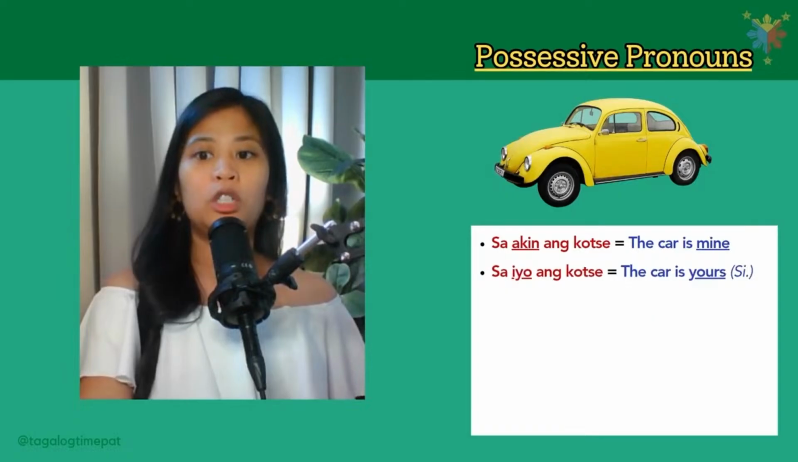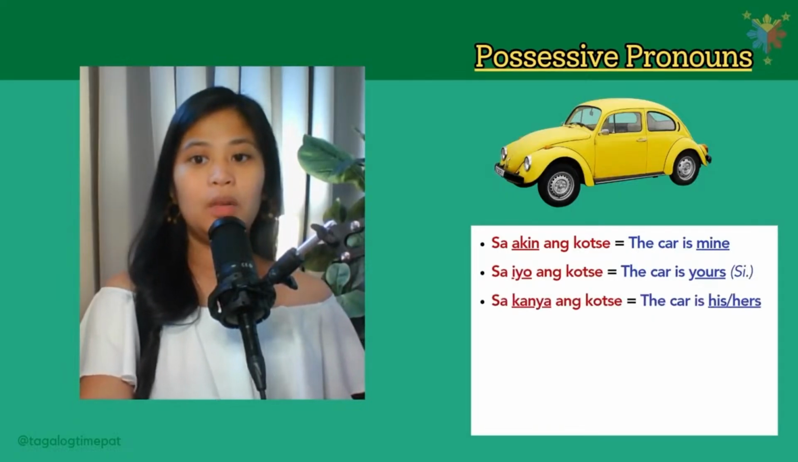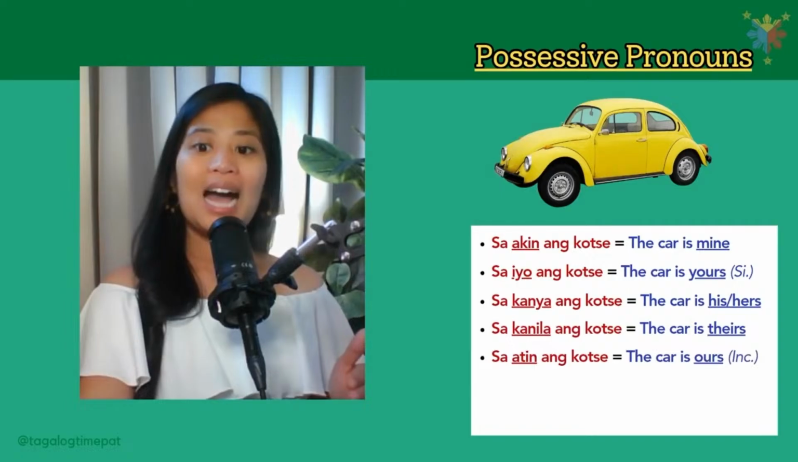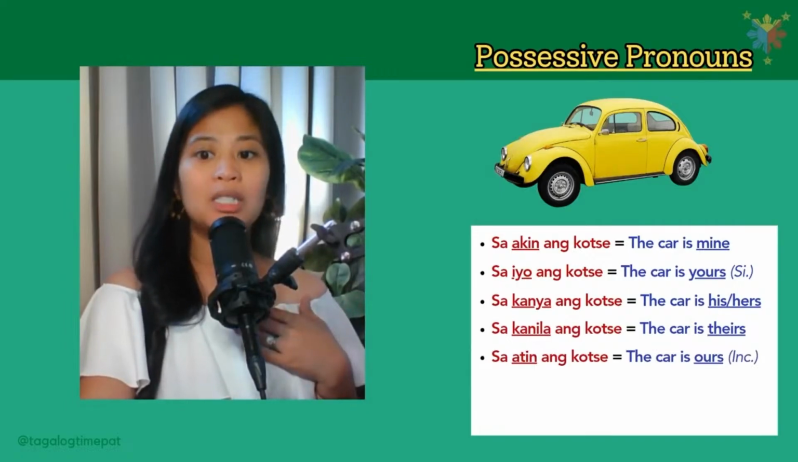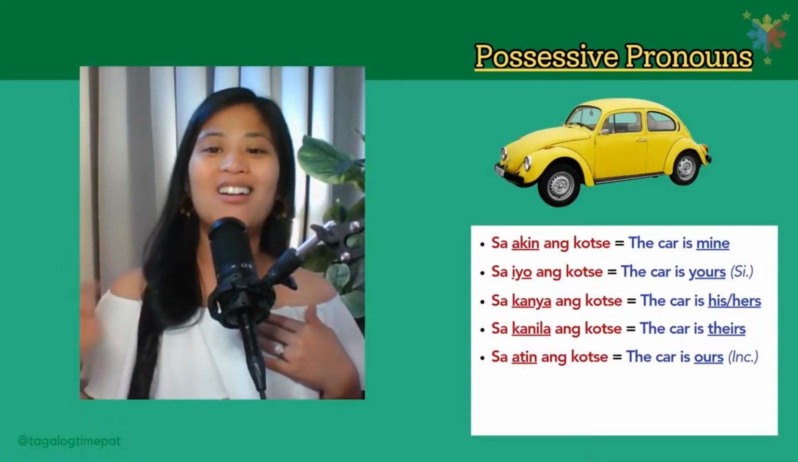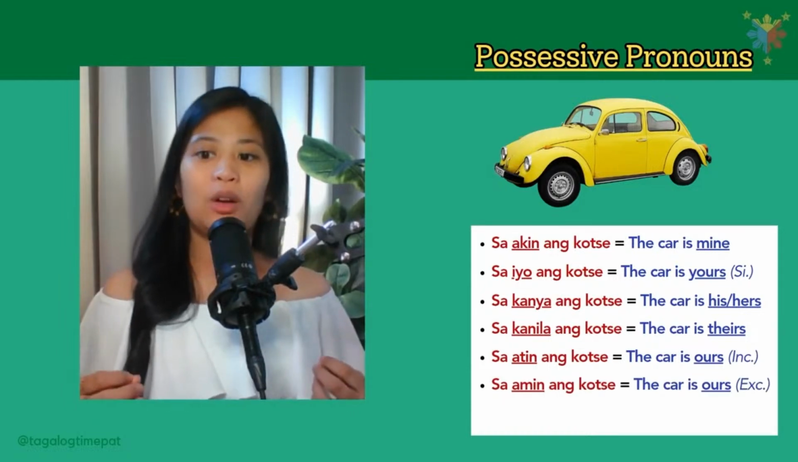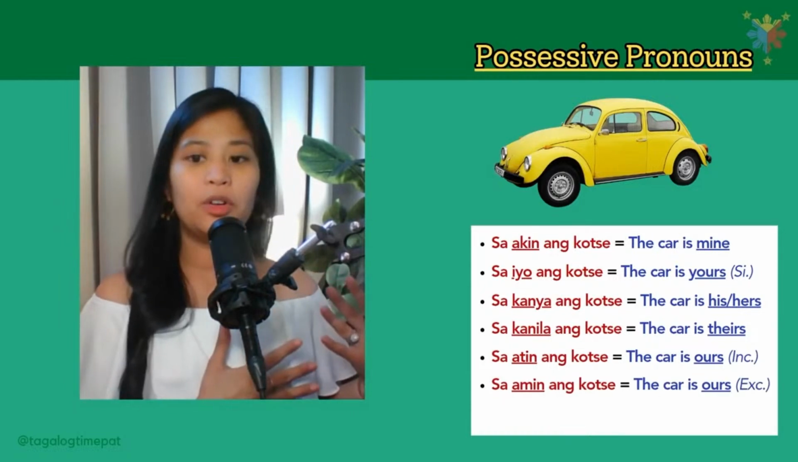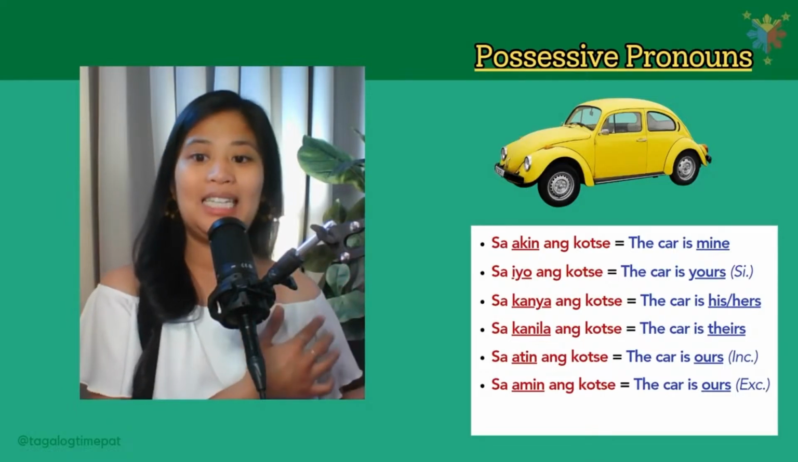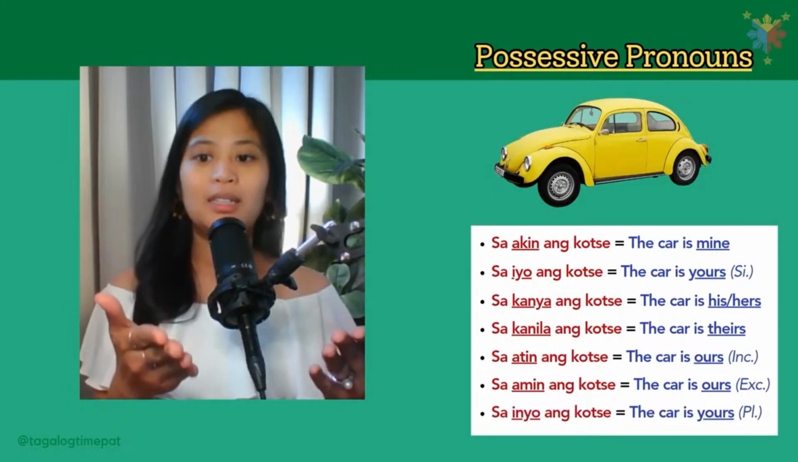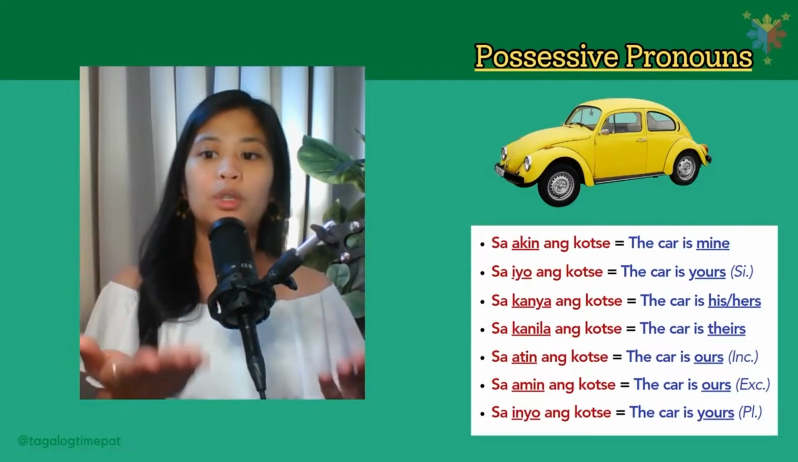Sa iyo ang coche, the car is yours, singular. Sa kanya ang coche, the car is his or hers. And that's gender neutral, kanya. Sa kanila ang coche, the car is theirs. Sa atin ang coche, the car is ours, inclusive. Maybe we are all sharing a car. Sa amin ang coche, the car is ours, exclusive. So me and my husband Chris, the car is ours. Mine and his. It's ours. Sa inyo ang coche, the car is yours. So maybe you all as a class, you are sharing a car. The car is yours, you plural.